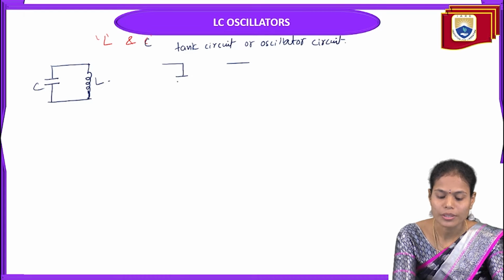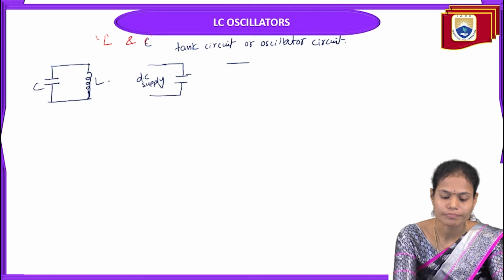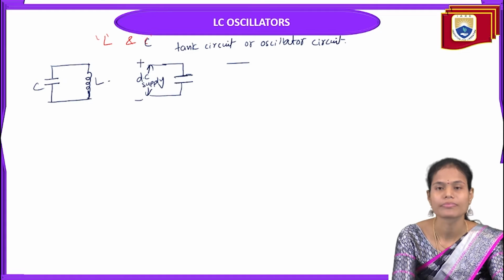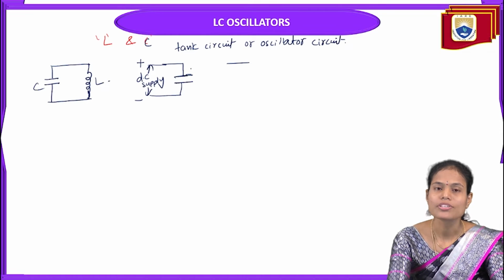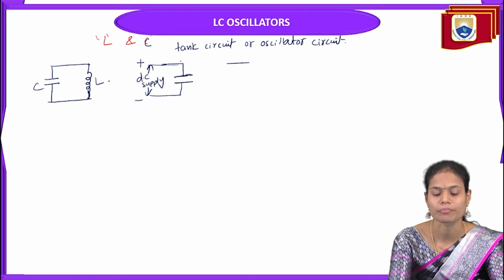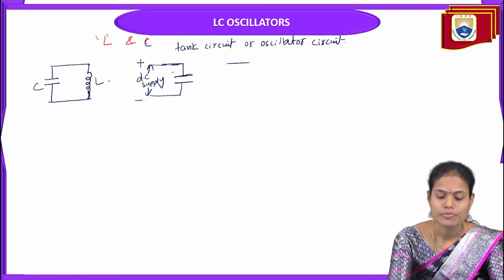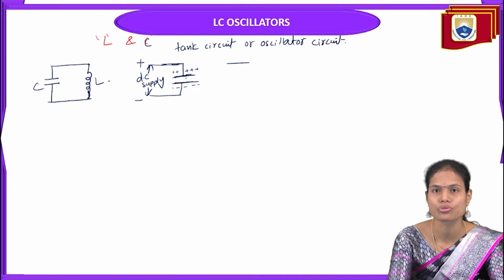I am considering only a capacitor. For this capacitor I am providing some DC supply with positive and negative polarities. When we apply the DC source to this capacitor, the capacitor starts charging. In this particular plate of the capacitor, the positive charge is storing, as well as in this particular plate of the capacitor, the negative charge is storing here.